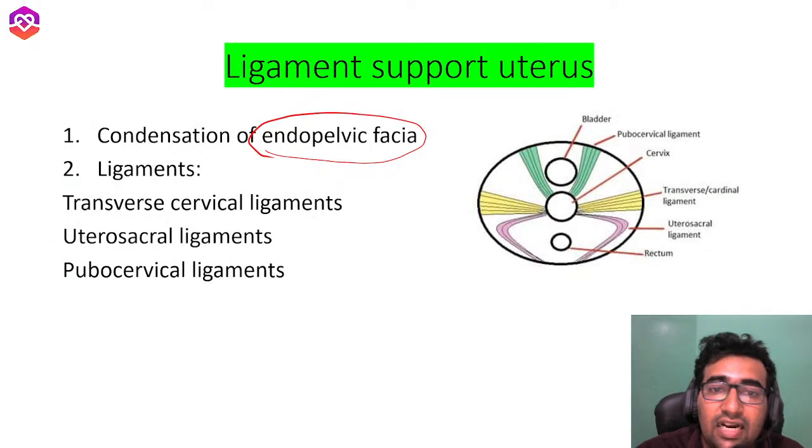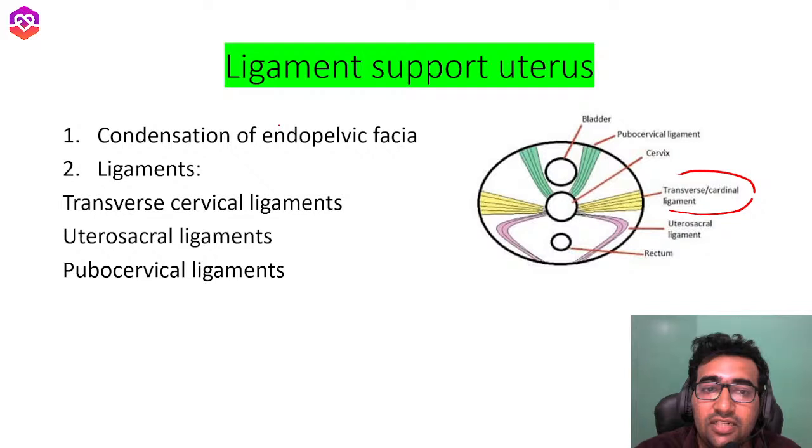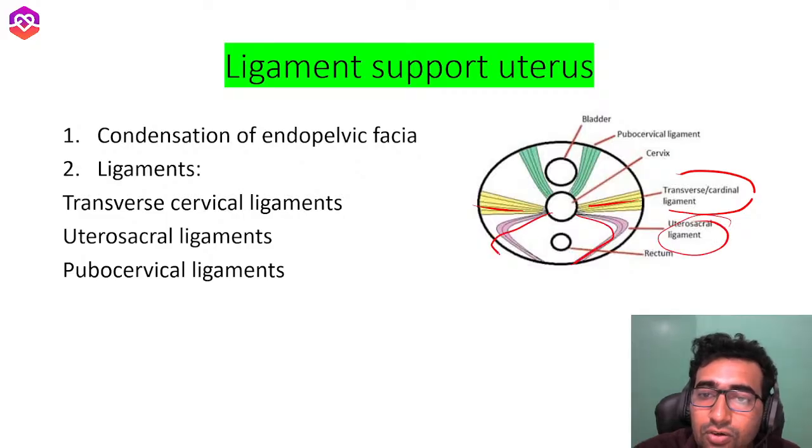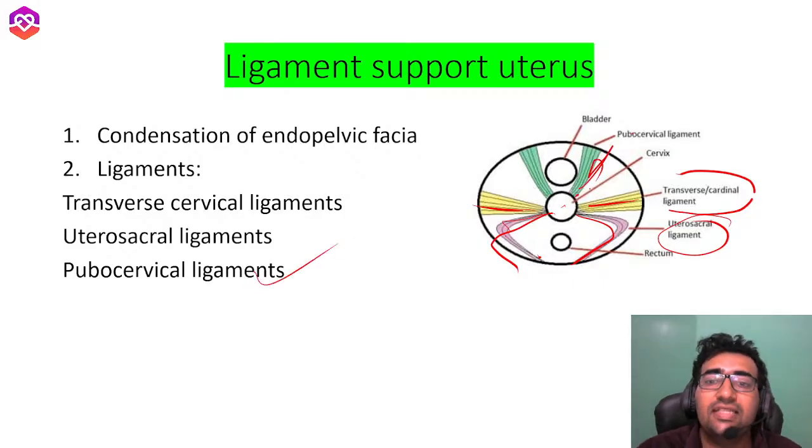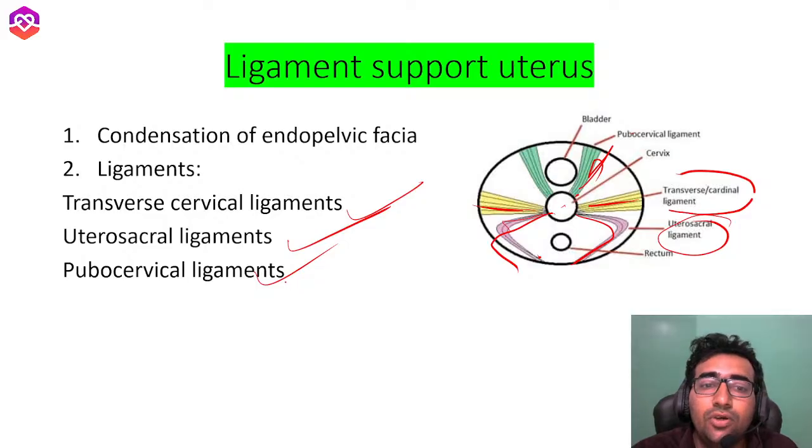Just wait. This is the transverse cervical ligament. You can see the transverse cervical ligament. Transverse means, you understood what is the transverse? You can see these yellow ligaments are called transverse cervical, attached to cervix. So transverse cervical ligament. Then uterosacral ligament, uterus to sacrum, this ligament, uterosacral ligament. You can see uterosacral, uterus to sacrum. Transverse cervical ligament, uterosacral ligament, and pubocervical ligament. You can see the pubocervical ligament.